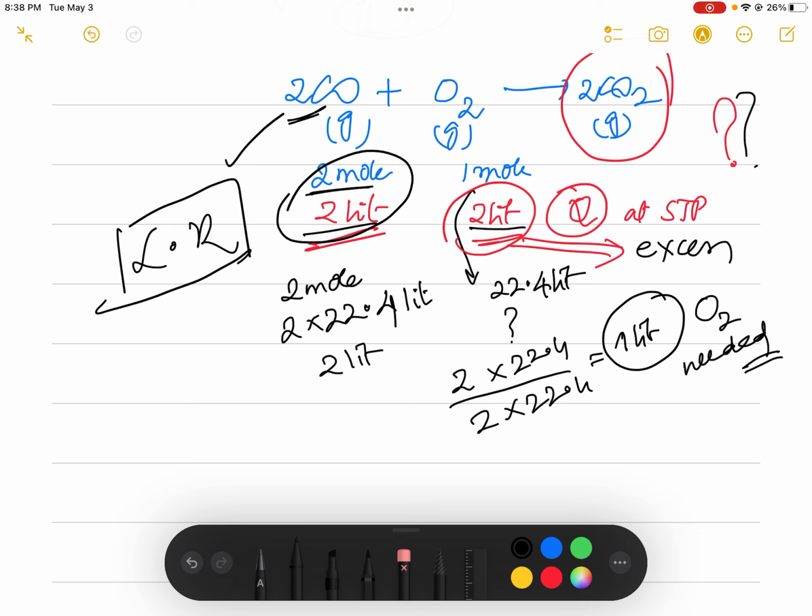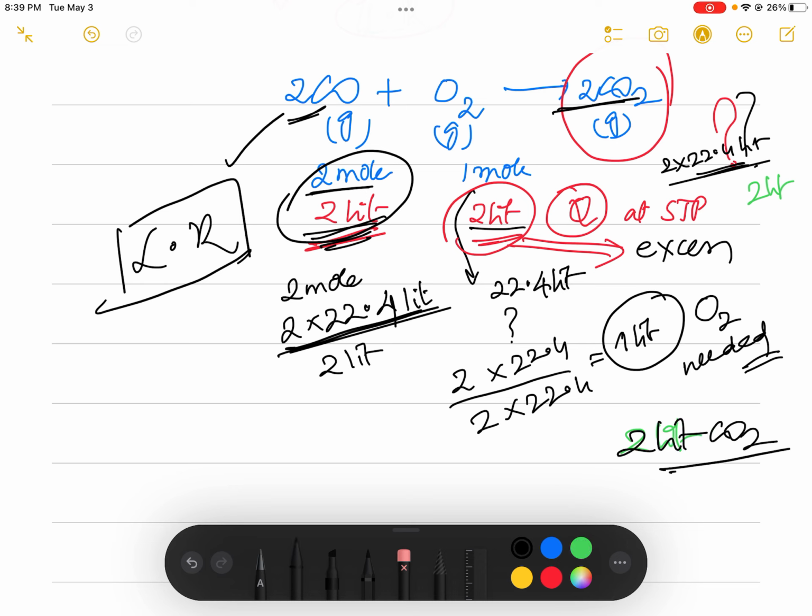So 2 moles of carbon dioxide, that means 2 into 22.4 liters will be giving you 2 moles of carbon dioxide. That is 2 into 22.4 liters. How much is given to you? 2 liters is given. From 2 liters, how much will you get? 2 into 22.4 liters. If it is giving 2 into 22.4 liters, 2 liters will give you 2 liters again. So your answer is 2 liters of carbon dioxide at STP.